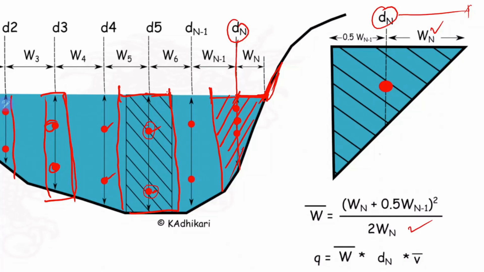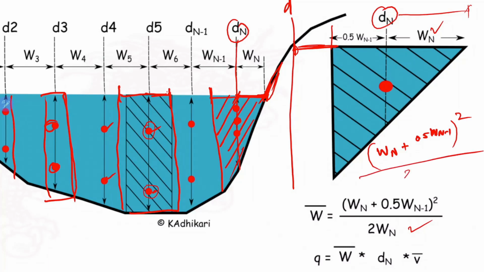The average width is given by wn plus 0.5 of wn minus 1, which is this half. The other d where you have done the velocity measurement is here, halfway from this point. This whole thing squared, divided by 2wn. So this is the average width. For depth, you simply take this dn as the depth, where you have done the measurement, times the average velocity.